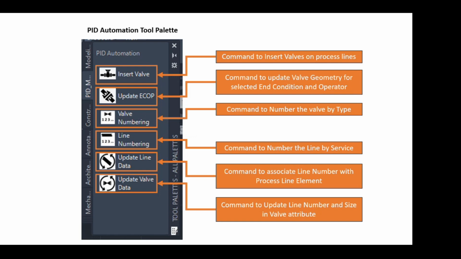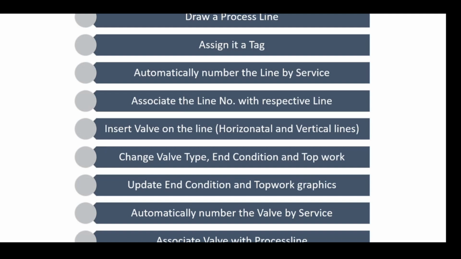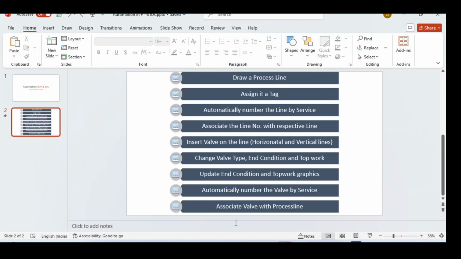by the user. Then further, we will number the valve. That is automatic numbering of the valve. A command is available for that. Then to automatically number the line by service, a line numbering command is available. Further, update line data allows the user to associate the line number with the process line element. And the update valve data command will allow the user to update the line number and size from the selected line to the valve attribute. Now let us jump onto the live demonstration in AutoCAD.